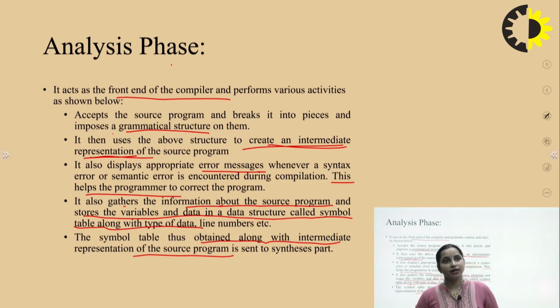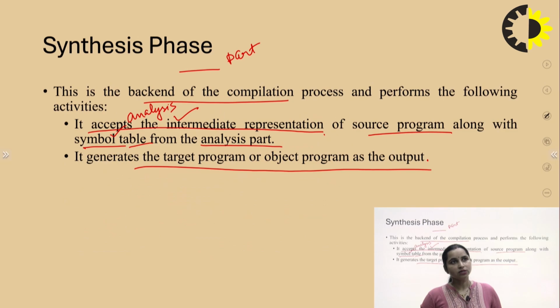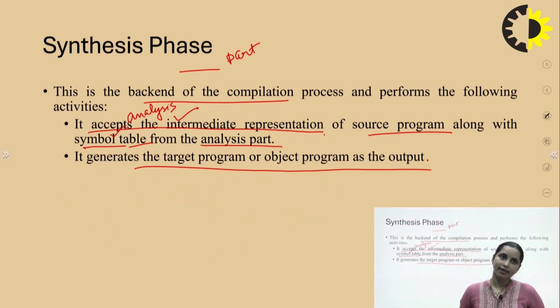So what type of data we are using, what the variables are, what the data type of each is, everything is being stored in the symbol table. And then this symbol table, and also the intermediate representation, is given to the synthesis part. So both the synthesis part and the analysis part play a very vital role in the phases of the compiler.